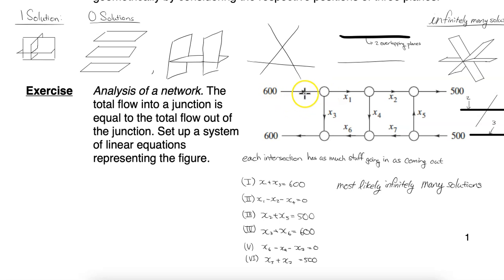If 600 cars are entering here, then it means 600 cars are going out either along x1 or along x3. And if we set up an equation for each of these nodes, we will have 600 equals x1 plus x3. For this node, everything that comes in has to be equal to what goes out, so x1 equals x2 plus x4. For this node here, what goes in is x5 and x2, so we have x2 plus x5 equals 500, etc., etc.